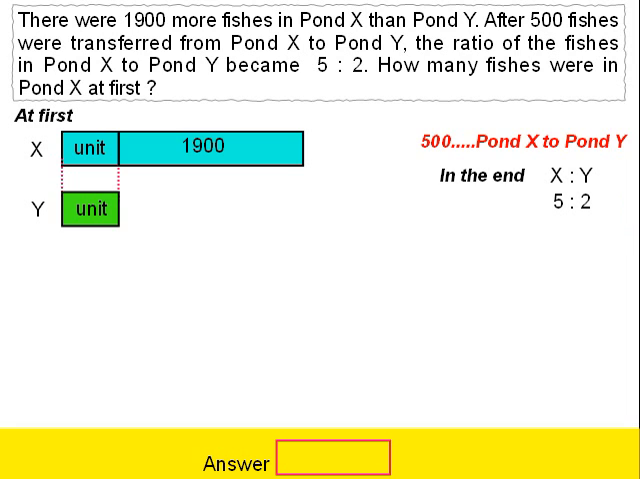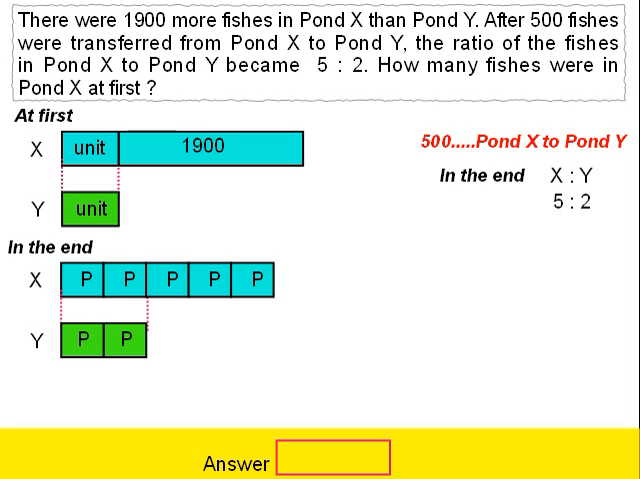So in the end, the model for X will be 5 parts, and that for Y will be 2 parts, as shown here. The difference of pond X in the end and at first will be 500, because 500 will transfer from X to Y. So Y will be 500 more in the end, whereas X is 500 less.